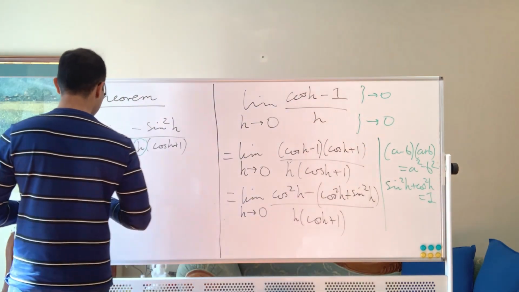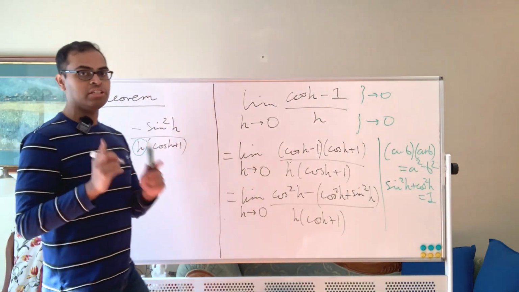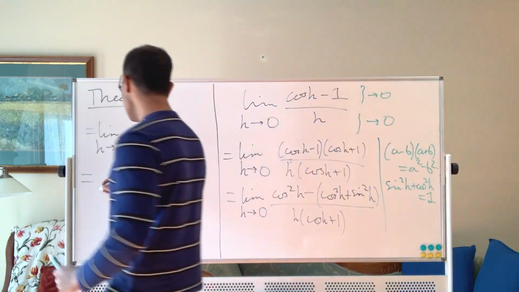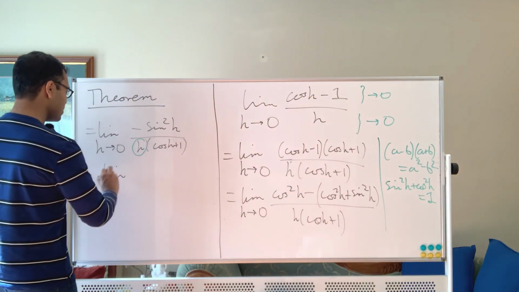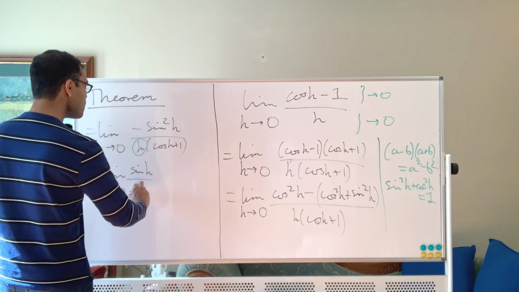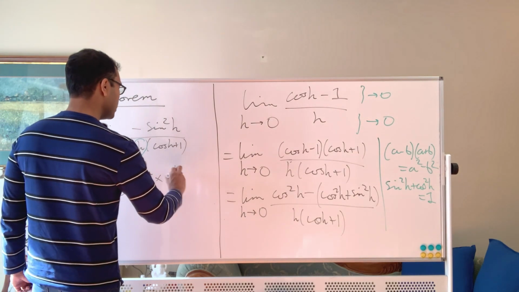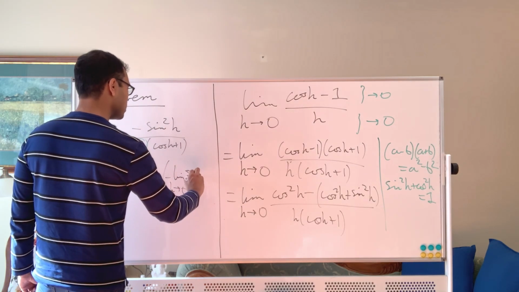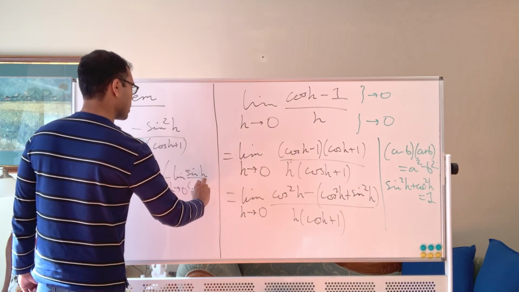Watch till the end, because I'll give you a quick challenge which will really help practice, and it's a really important limit to know. So watch till the end for that. But here we're going to get the limit as h goes to 0 of sine h over h times negative the limit as h goes to 0 of sine h over cosine h plus 1.